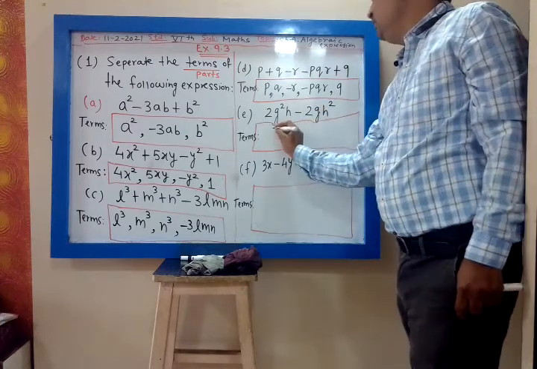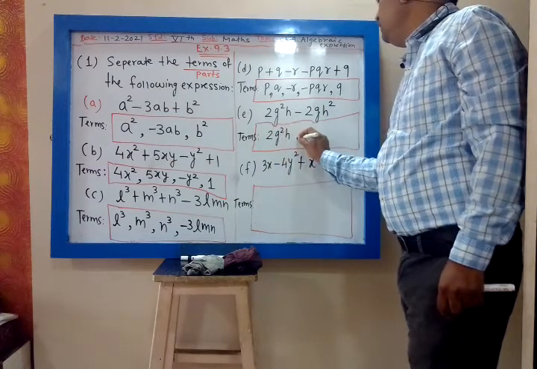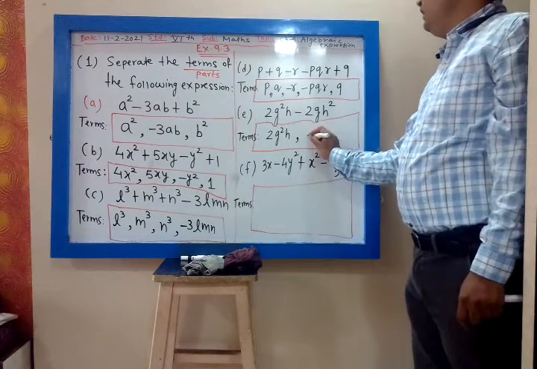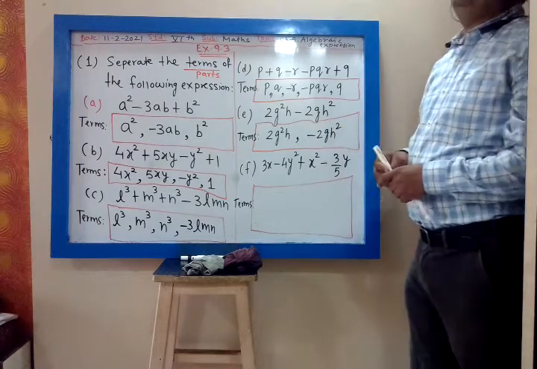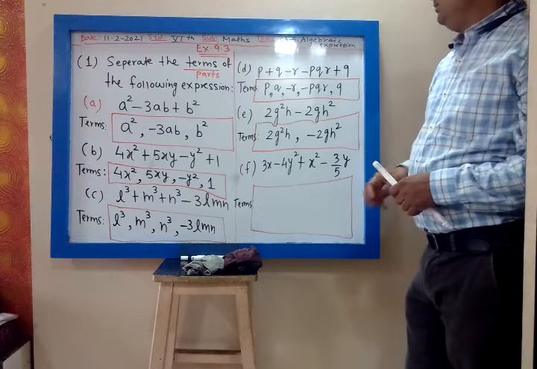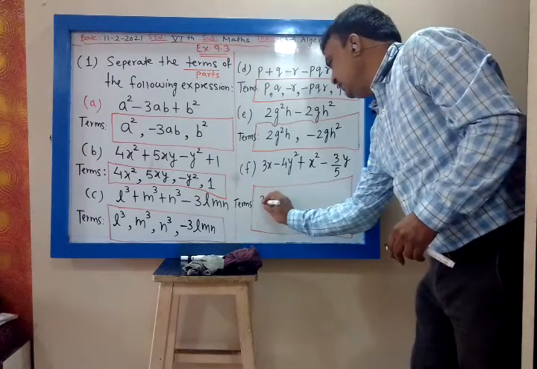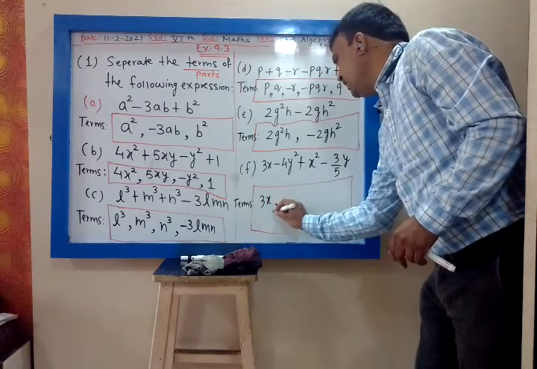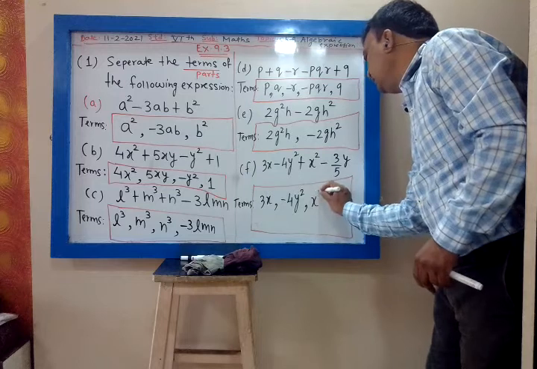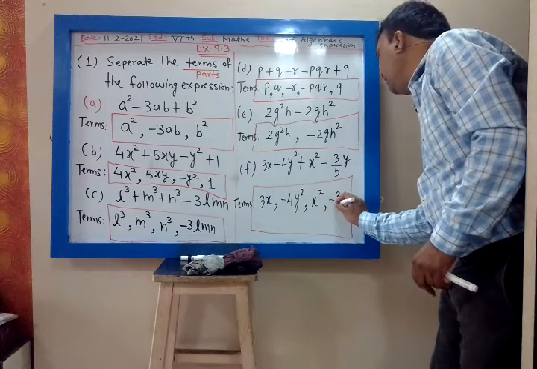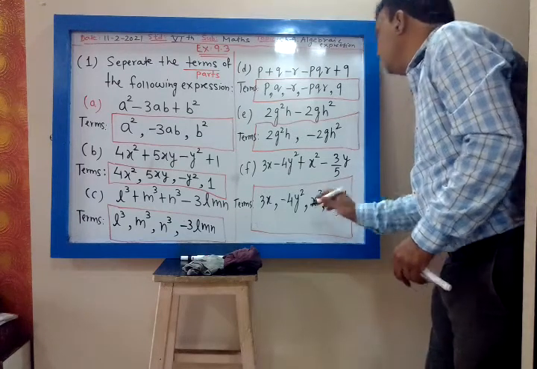E, what are the parts? 2g square h, then what is the second part? Minus 2gh square. There are two parts. Plus and minus signs are the joints. Then F, what are the parts? First it is 3x. 3x means one term. Then comma minus 4y square, comma x square, comma minus 3 upon 5y. So they are the terms, or parts, of the algebraic expression.